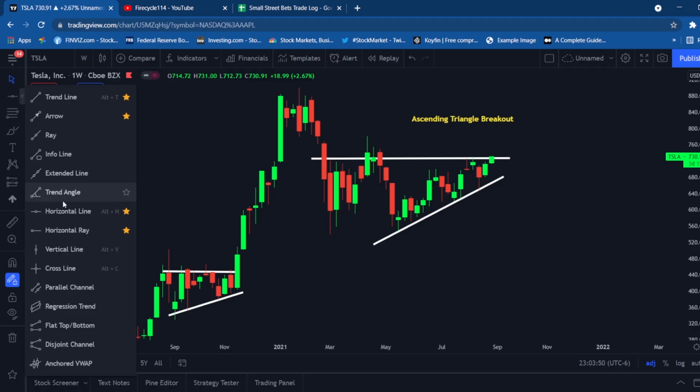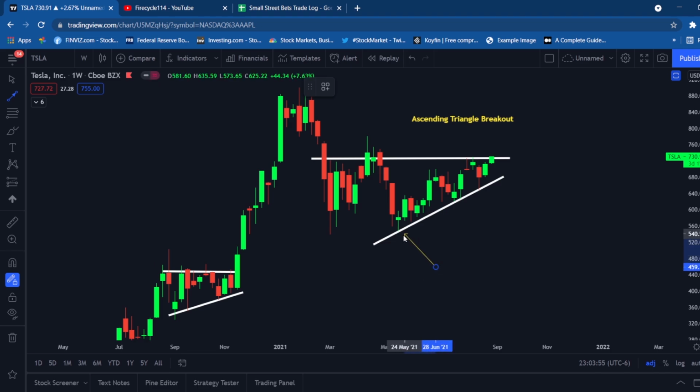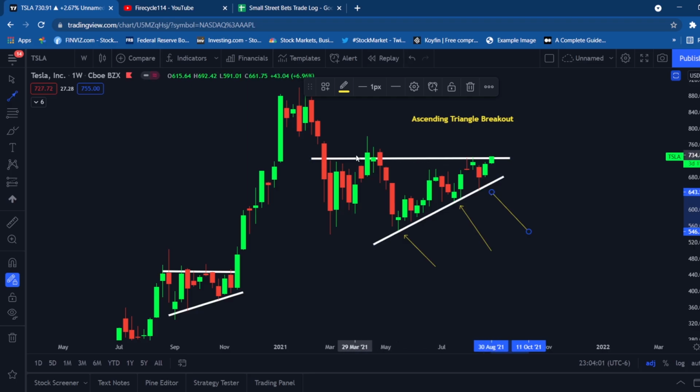Okay, so let me find my arrow tool. As you can see, we're making higher highs. We're holding the support. Support is the floor. And then we have the ceiling. We have this tight ceiling. We keep hitting it and we keep rejecting it. And then third time is the charm.